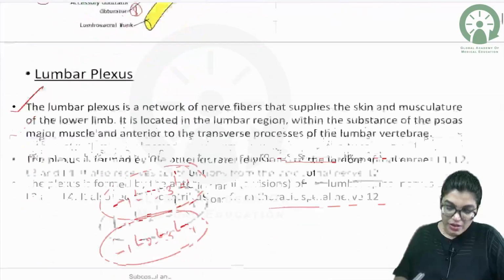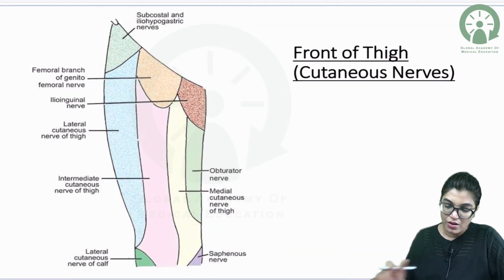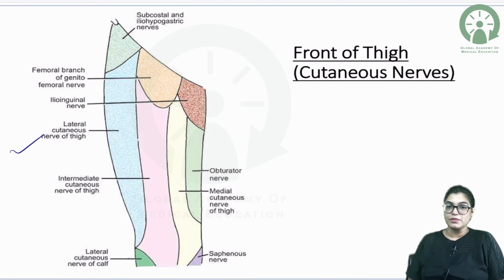Now my dear aspirants, let's see the front of the thigh cutaneous distribution. When you see the front of the thigh, you can see the distribution of cutaneous nerves. On the lateral side, we have the lateral cutaneous nerve of thigh, which is a very important nerve giving cutaneous sensation on the lateral side of the thigh till the level of the lateral aspect of the knee joint. When this nerve is compressed, it can lead to a clinical condition called meralgia paresthetica.